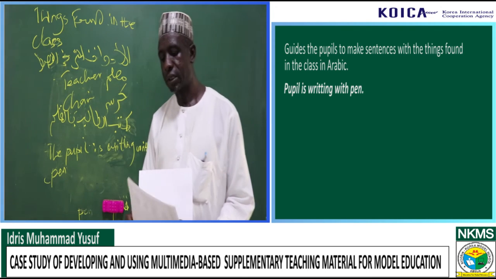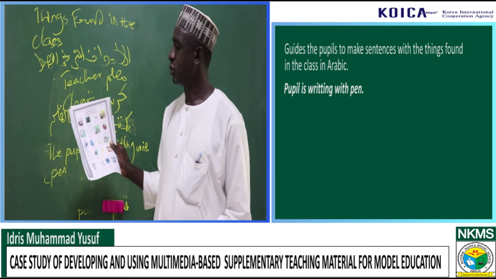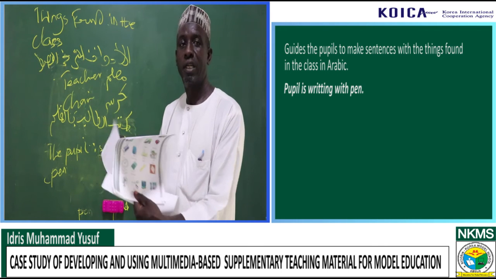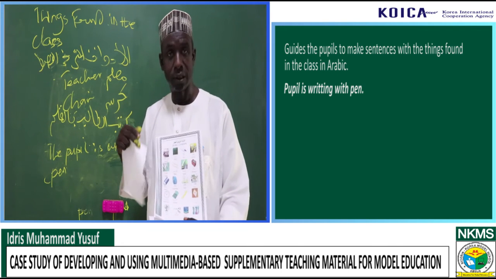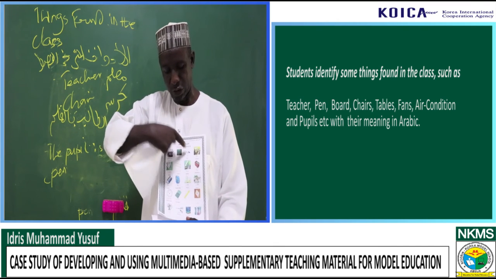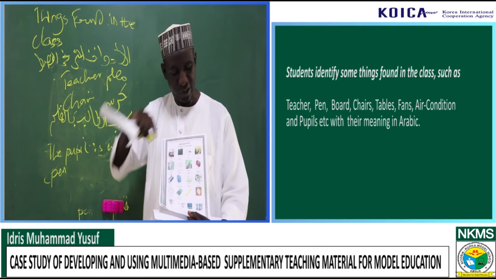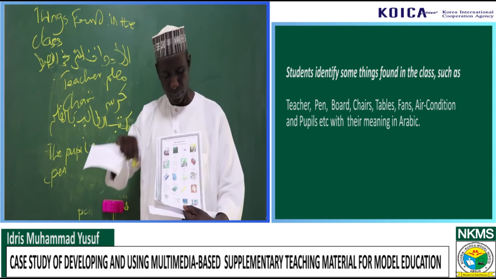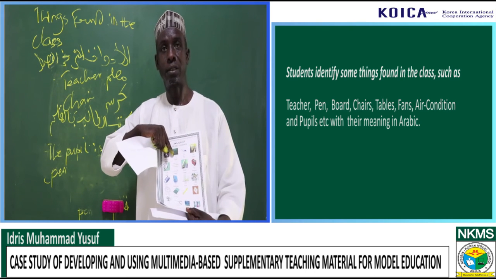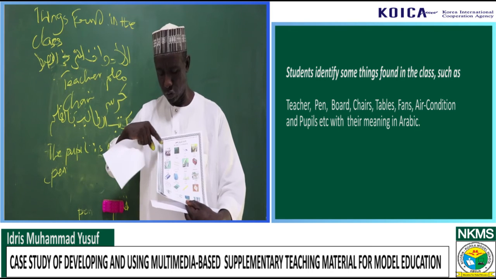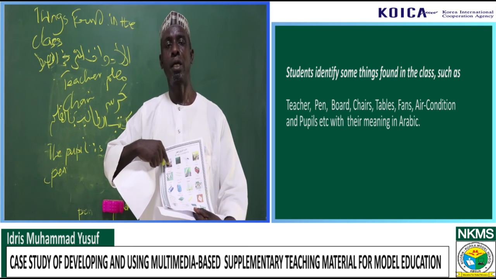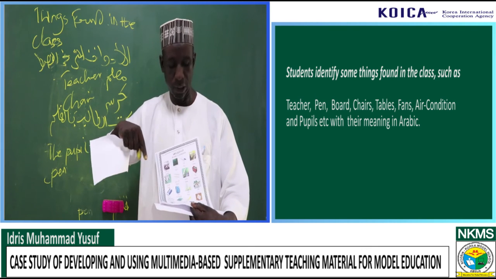With the help of these pictures, it can also help students to identify words found in the classes. We have many things found in the classes. You see al-adawat allati fil fasl in the classroom. In here we have teacher, that's mu'allim. We have qalam, means pen. We have sabura, means blackboard. We also have ra'is al-fasl. The arrow goes direct to the class captain among the students.